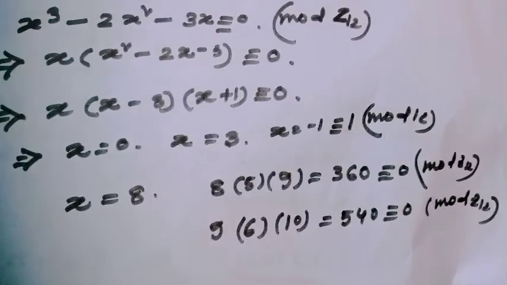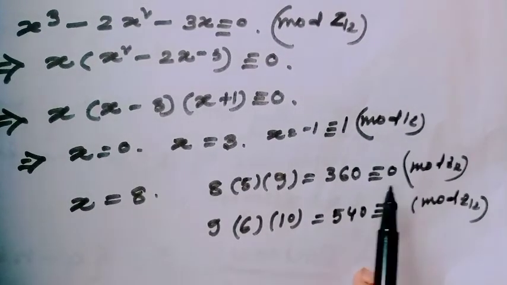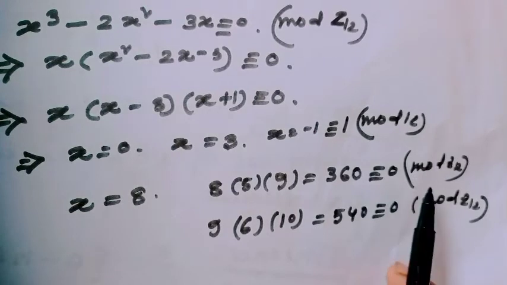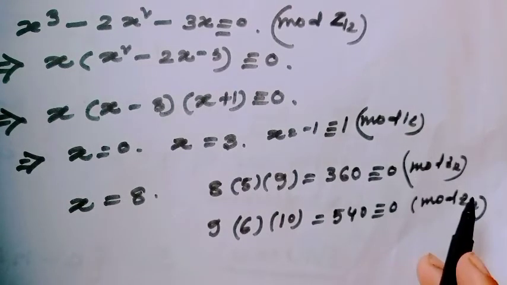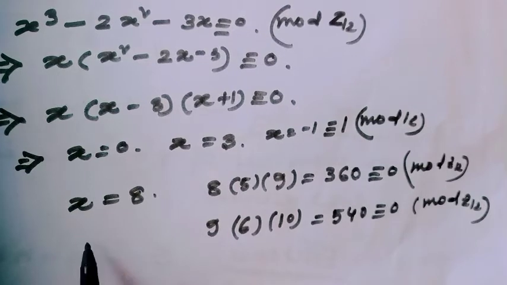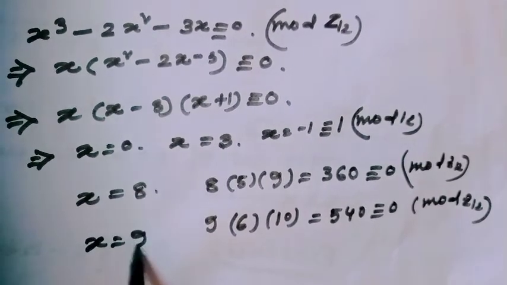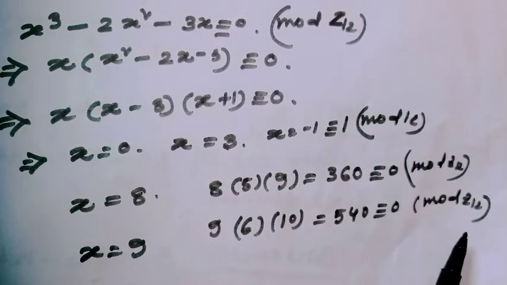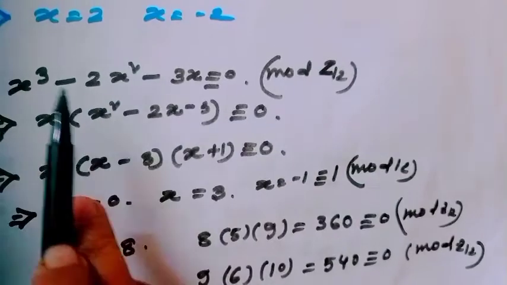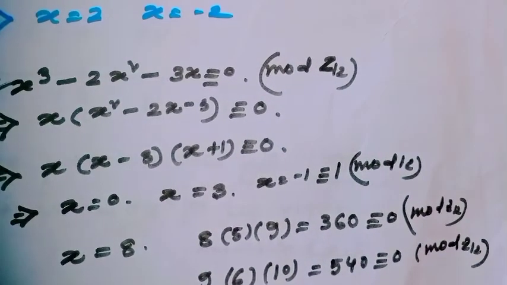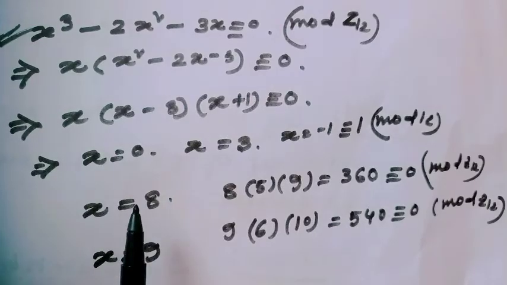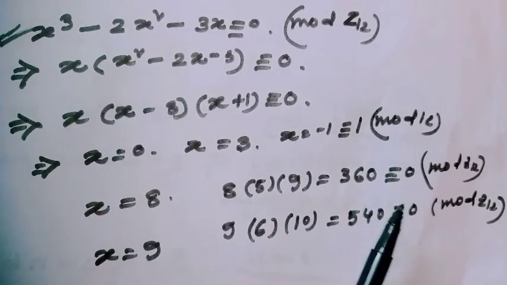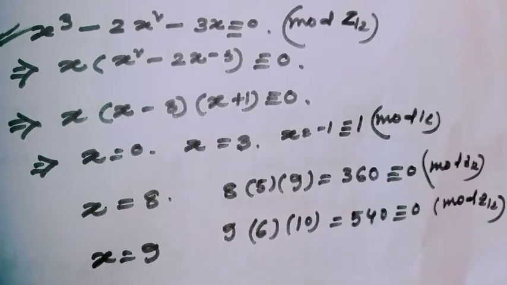Also at the point 8, this is congruent to 0 in Z12. So 8 is also a solution. And at the point 9, this equation is congruent to 0 in mod Z12. So 9 is also a solution of this equation. Okay. So in this equation, x equal to 0, 3, 1, 8 and 9 are the solutions in this ring.